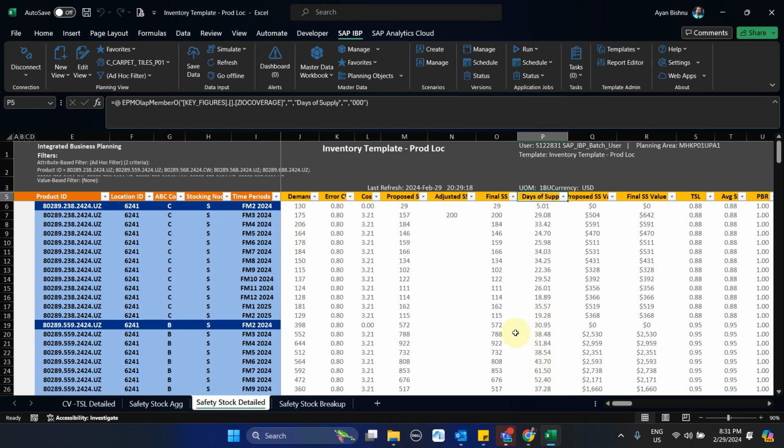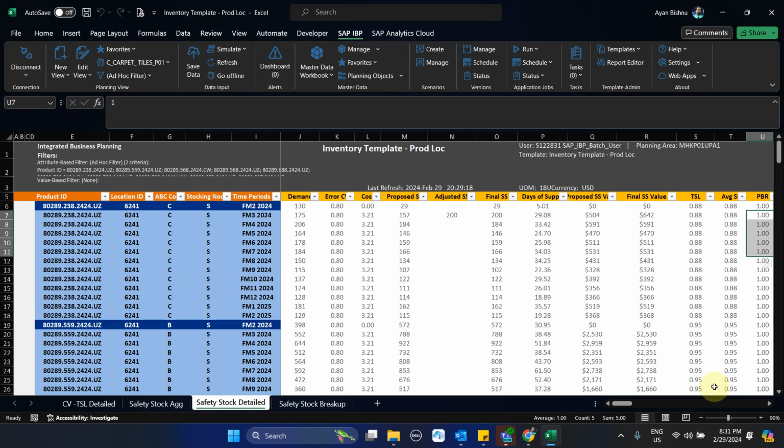Based on that, we can see what the coverage should be at a product location combination. And based on this unit and value, we can also see the dollarized value of the cost. Here we can also see the target service level and the average service level, along with the PBR. As I said, PBR for most cases is 1. So lower PBR means lower safety stock, higher PBR means higher safety stock.